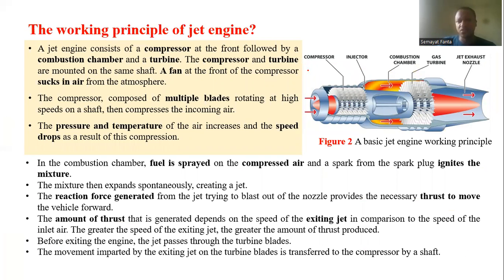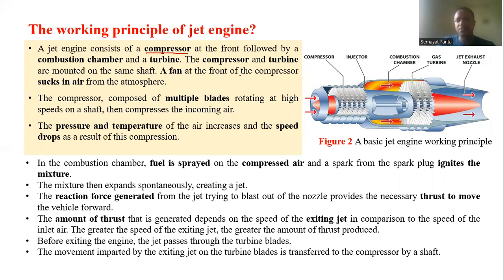So let's come to the working principle of the previous figure. Jet engines consist of a compressor. This compressor will not be there in some other engines. So the compressor is at the front, followed by the combustion chamber. This is the compressor, then the combustion chamber and the turbine. The compressor and turbine are mounted on the same shaft, so the shaft connects the compressor and the turbine.